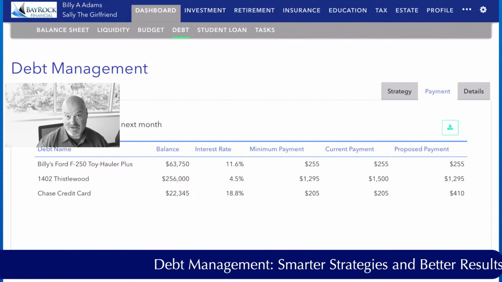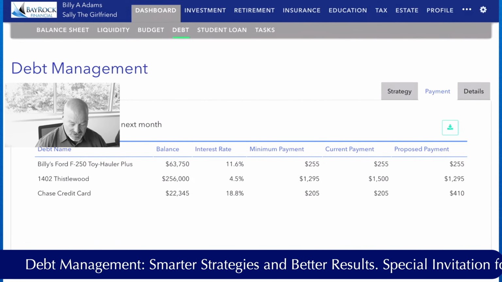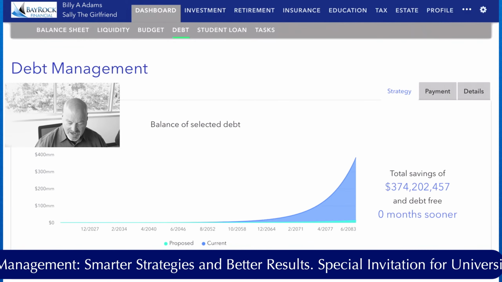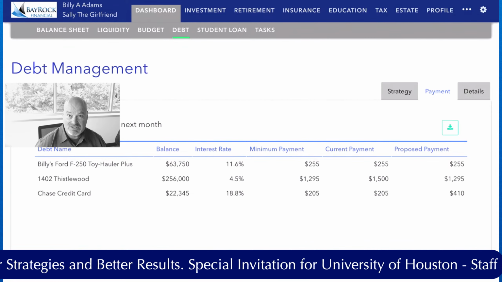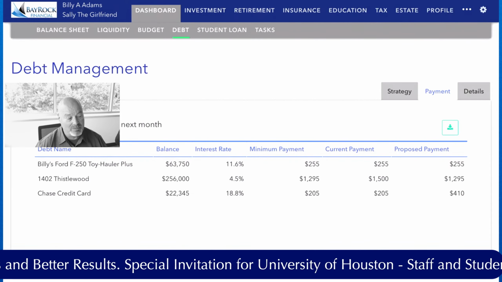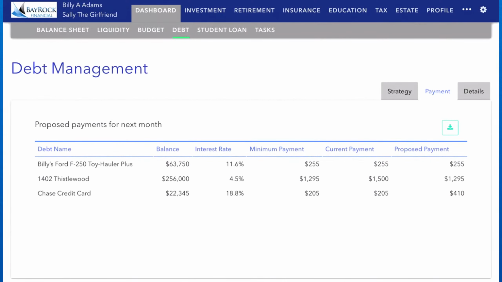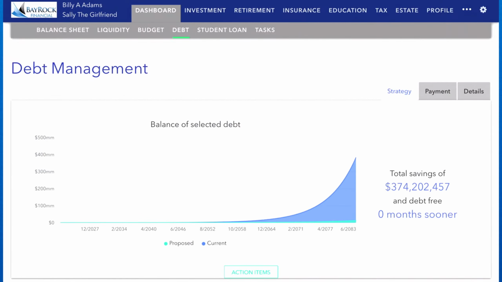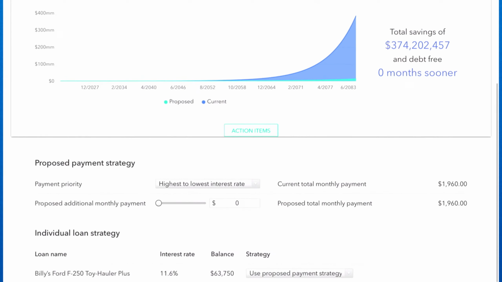They saved a lot of money by paying off credit. So that much is great. That was good. So again, back to the strategy. Now, here's what's interesting to me. Billy and Sally were paying the minimum on all of their loans except for their mortgage. On their mortgage, they were paying a little extra.